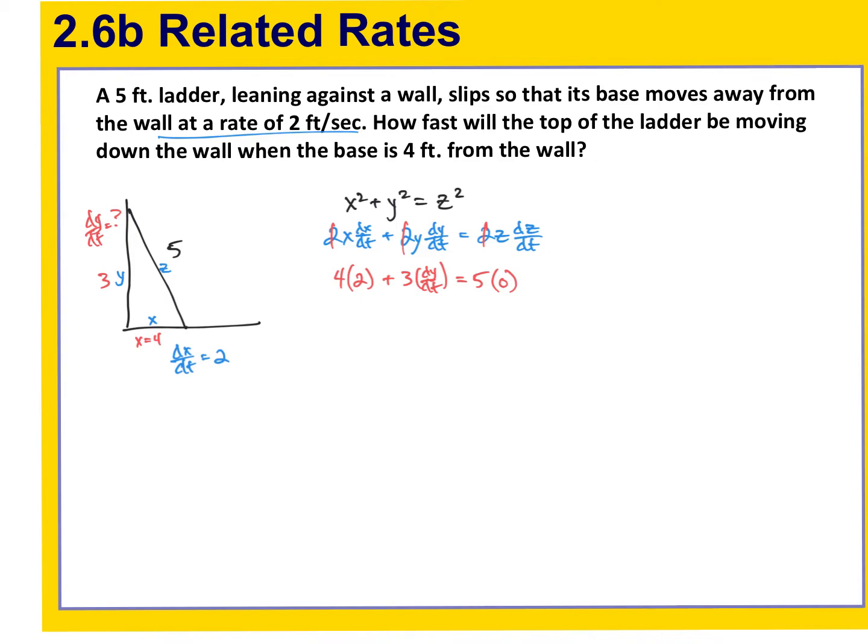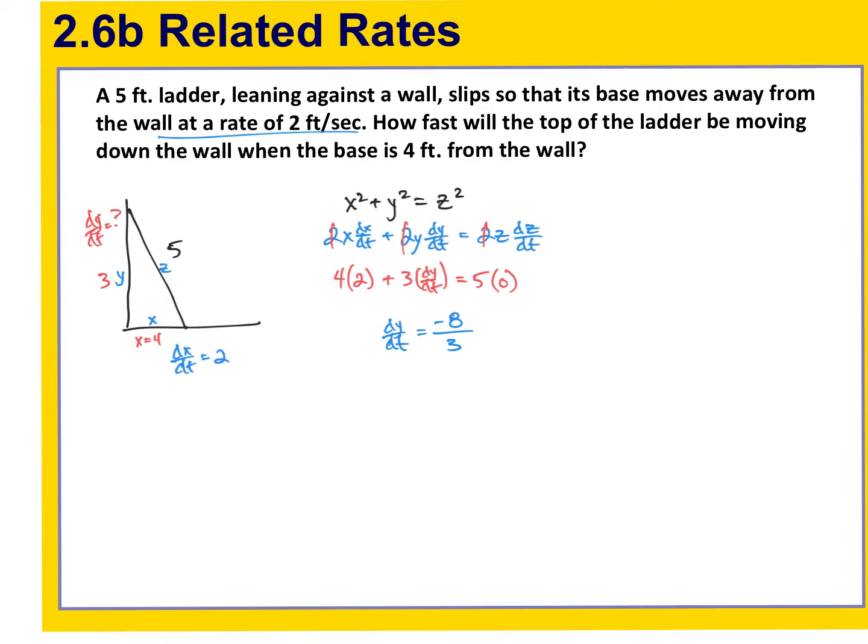So 4 times 2 is 8, and I'm going to move that thing over there. So I'd end up with negative 8 over 3 is equal to dy dt. All right. Now, why is it negative? It's moving down the wall.